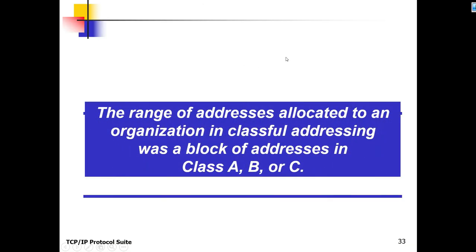So this concludes our discussion of classful addressing. You can see that out of the five blocks A, B, C, D, and E, only A, B, and C are to be used for address allocation. D and E are used for separate purposes. D is for multicasting and E is reserved for experimentation. I hope you have understood how classful addressing has been defined.